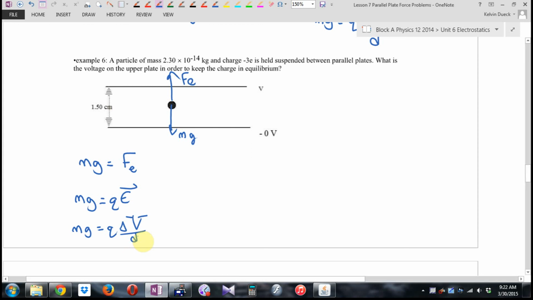What's this question want me to find? Oh, let's get the V by itself. Divide by Q times by D. The voltage required here would be mg times D divided by Q. No wait, not divide by the voltage, divide by Q. Voltage is what I'm trying to find, Mr. Dueck. Sheesh.